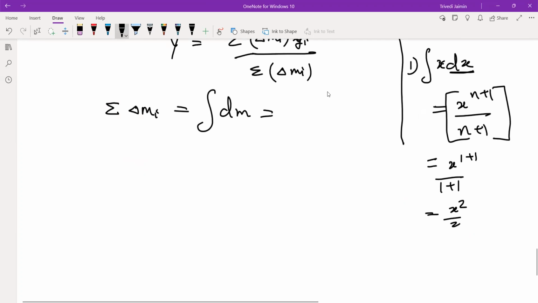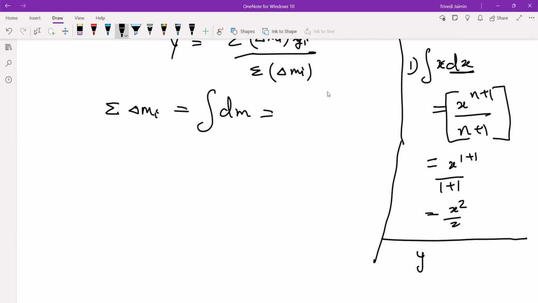Let me take another example: y dy. What will you get? I'm integrating y with respect to dy. y raised to n plus 1 by n plus 1. Exactly. So what's the final answer? y squared by 2. Yes, it will be y squared by 2.